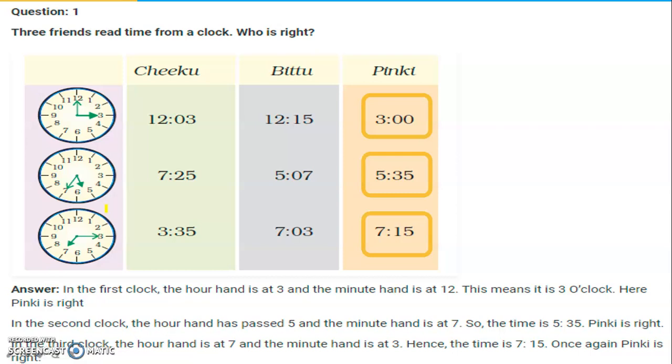Yes, absolutely correct. It is 5:35 and it is 7:15. How is it 15? Because 5, 10 and 15. And how is it 35? 5, 10, 15, 20, 25, 30 and 35. So over here, who is the one who's giving all the correct answers? Absolutely correct. It is Pinky.